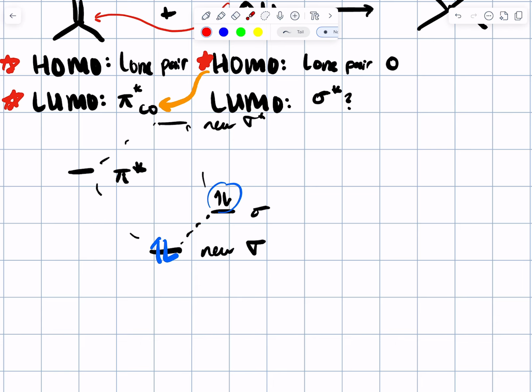So it doesn't actually matter whether they're above or below. They need to be close. But if they are close enough, you can get HOMO attacking LUMO, and the product of that is a new sigma bond and a new sigma star.